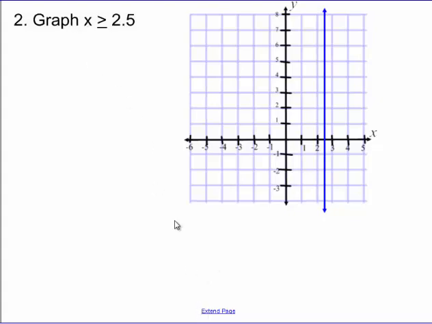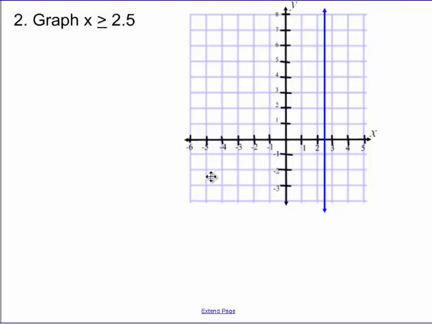This is the only one that's a little bit different. All the other graphs you go up or down. If it's greater than, you go up. If it's less than, you go down. This kind of a graph is the exception. So x is greater than or equal to 2.5.